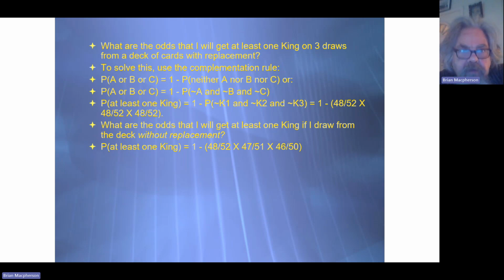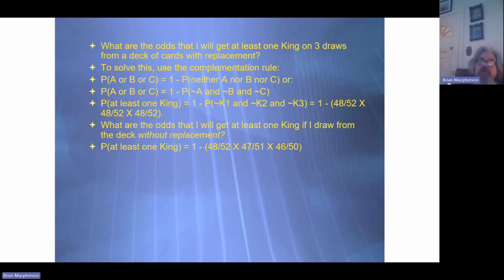That's a complement class. So the probability of A or B or C equals 1 minus the probability of getting not A and not B and not C. So the probability of getting at least one king, if I replace, will be 1 minus the probability of getting no king on the first or on the second or on the third, which will be 1 minus 48 out of 52 cubed, all right? But here's where it gets complicated. I'm sorry for jumping ahead there.